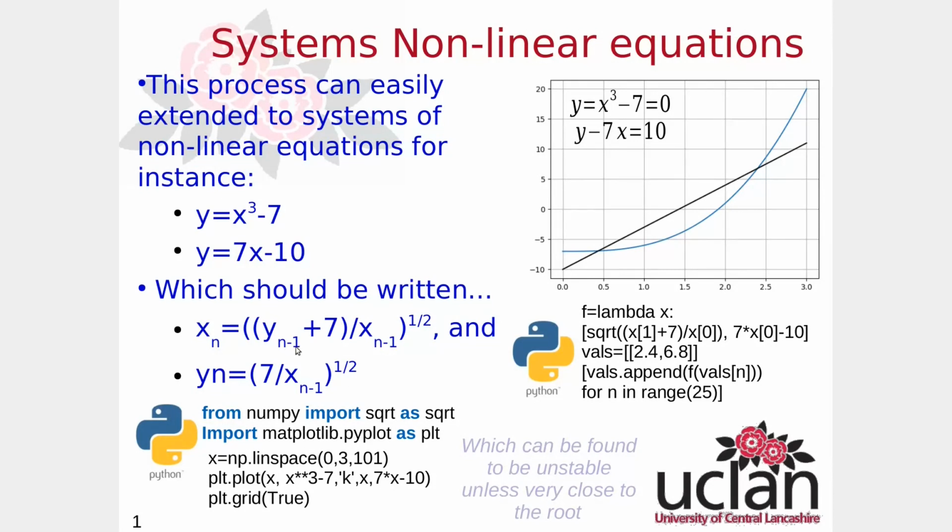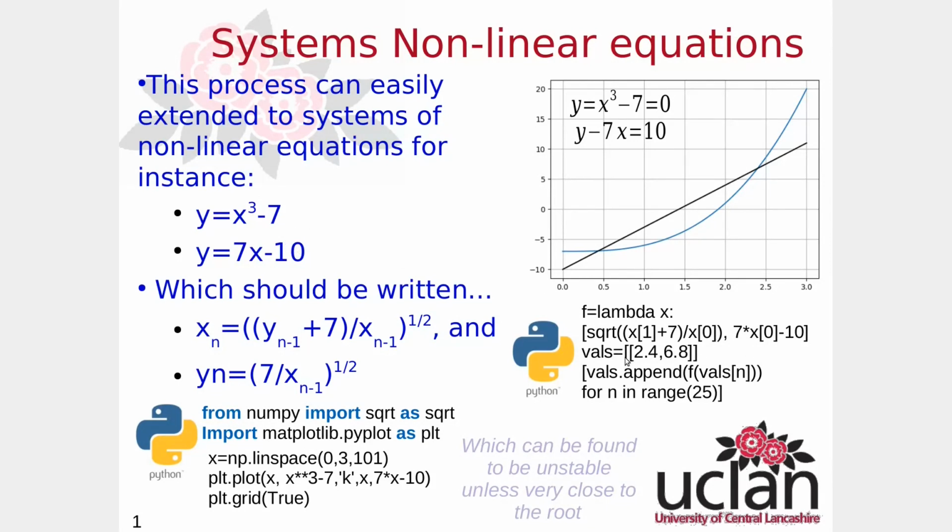And then it's a matter of just saying, right, this is the new approximation of n, and I'm going to use old approximations for both y and x. And then finally, once I've got x, I can find y from applying the 7 over x square rooted. So we've set this up here. We have a lambda. We've set x1 plus 7 over x0, and 7x minus 10 will equal y.